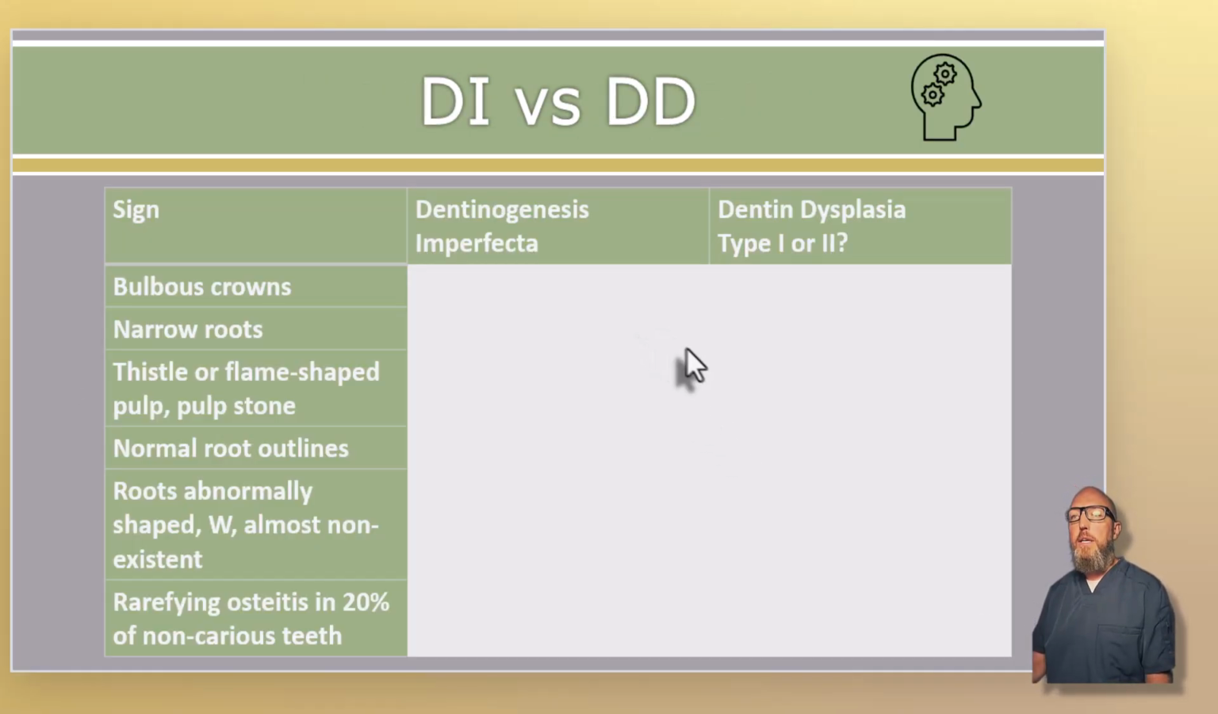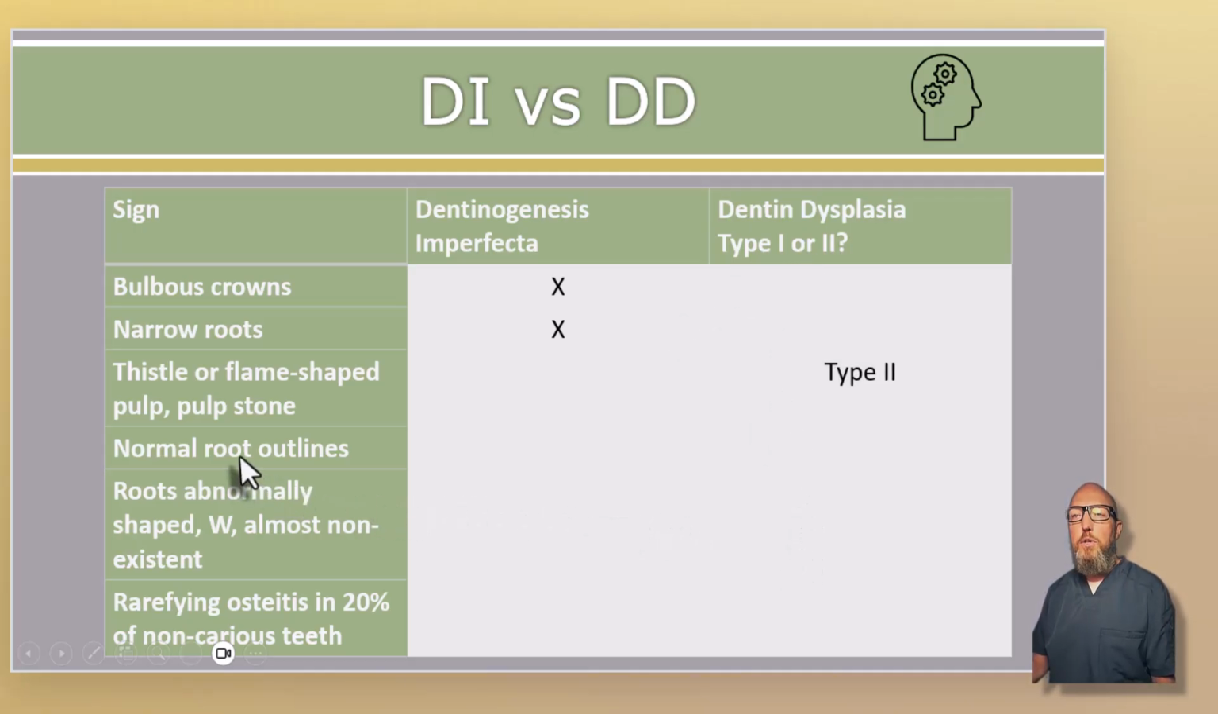So quizzing you here, which is the one, whether dentinogenesis imperfecta or dentin dysplasia, I want you to tell me type 1 or 2. Which one of these has bulbous crowns? Hopefully you remember that. That's our Mr. Glass one, or dentinogenesis imperfecta. Which one had really narrow roots? It didn't show it so much in our example, but I mentioned a lot of times these have narrow roots. That's also dentinogenesis imperfecta. And then your thistle or flame-shaped pulp, probably one of the dentin dysplasia, right? That was the coronal one, or the type 2.